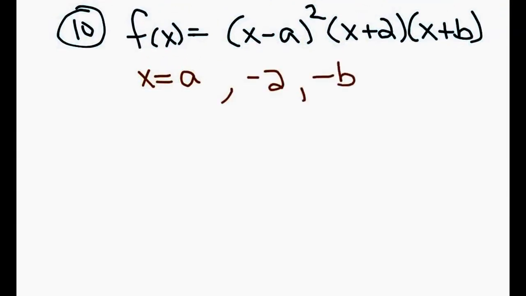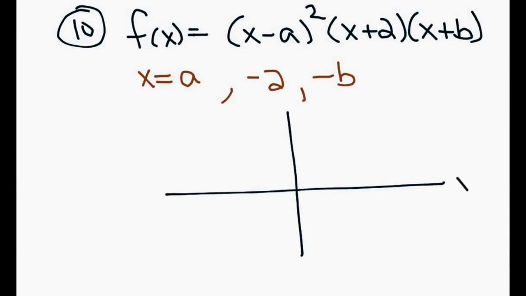-2, and -b. So if I make myself a generic coordinate plane here, I don't know exactly where a is, but I know it's positive, so we'll just say it's over here somewhere. I know one of my solutions is at -2, and the other one's -b, and I don't know where that is.